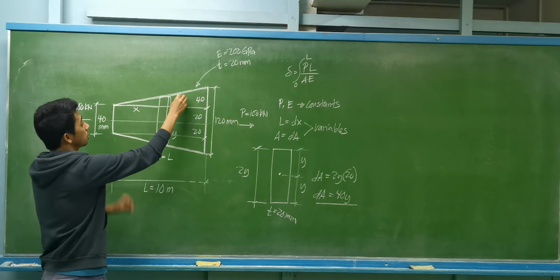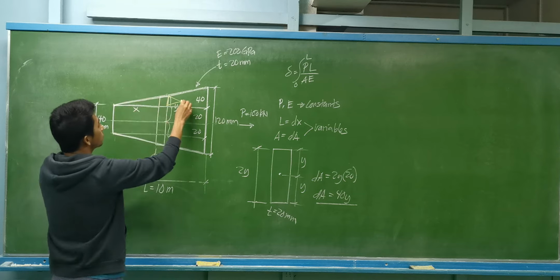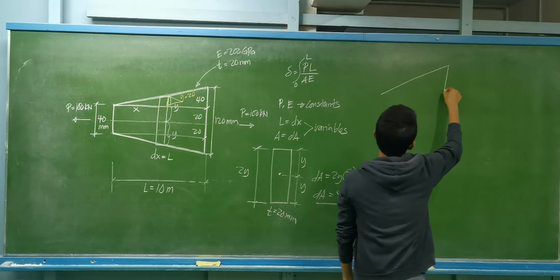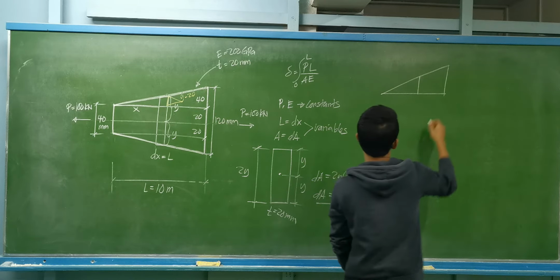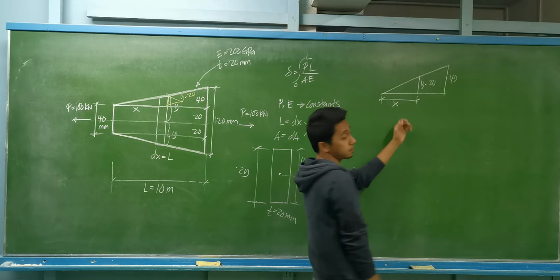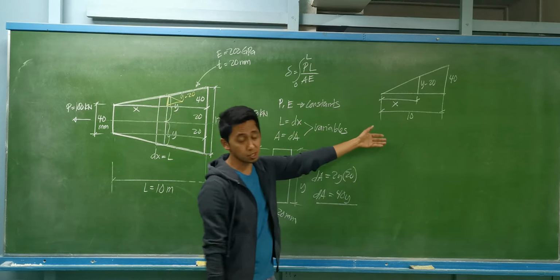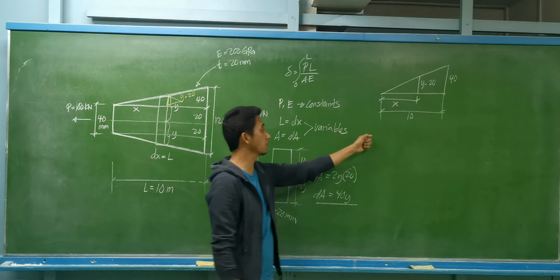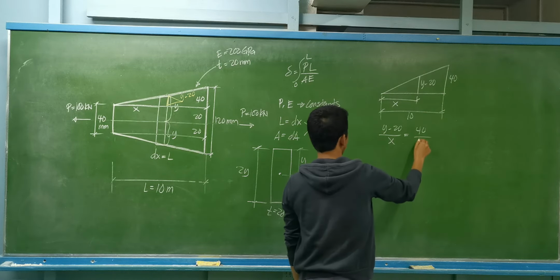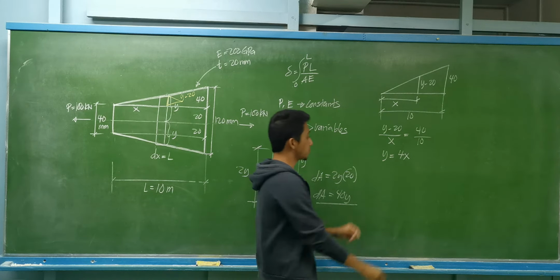If this height is initially y, then this is y minus 20. Now if we separate these two triangles, we have the height on the right end, 40 mm. This is y minus 20, at a distance x from the left end. We know the total length of the plate is 10 meters. So let us express the value of y in terms of x using these similar triangles. We have y minus 20 over x is equal to 40 over 10. Now the equivalent of y is 40 over 10, which is 4, times x. We transpose the negative 20 to the other side, that will be plus 20.